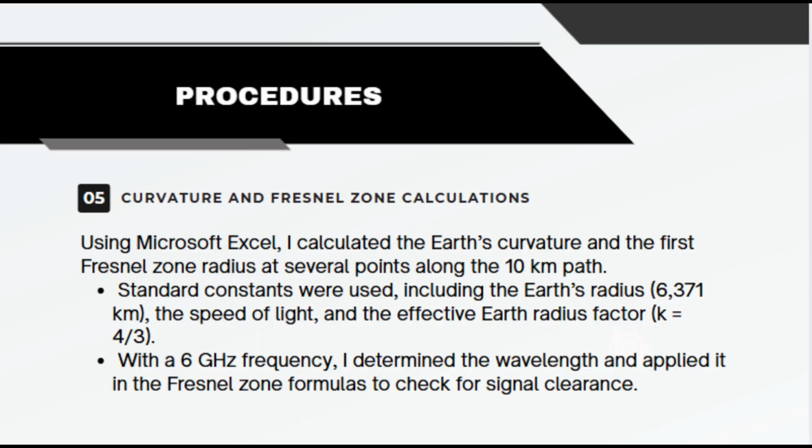Using Microsoft Excel, I calculated the Earth curvature bulge and the first Fresnel zone radius along different points of the 10 kilometers path. I used constants such as the Earth's radius 6,371 kilometers, effective radius factor K equals 4/3, and frequency equals 6 gigahertz. These calculations helped ensure that the line of sight path clears both the Earth's curvature and at least 60% of the Fresnel zone to prevent signal diffraction.